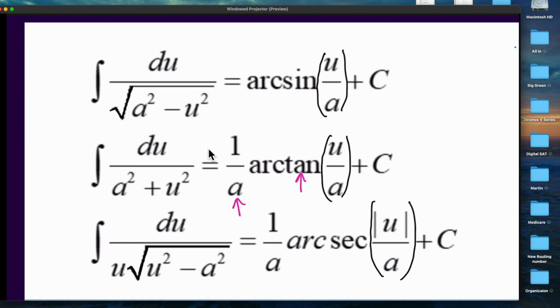Match it with that a right there and that a right there. Just memorize a, and a. Finally, you have arc secant, or inverse secant. Remember, here's the guy who puts u first for emphasis.